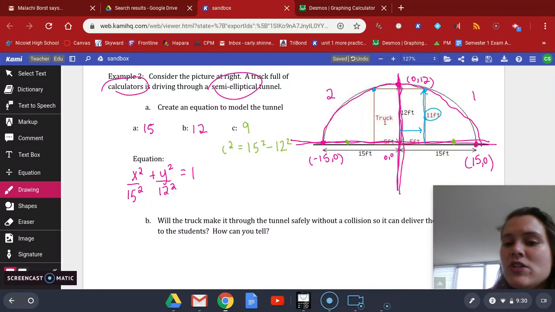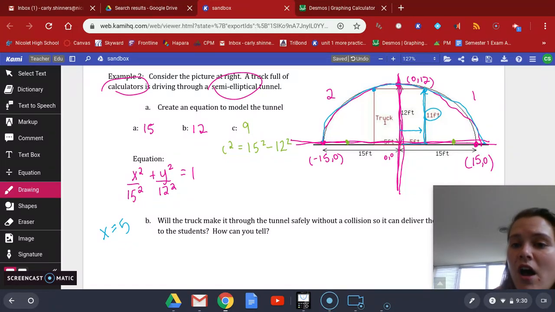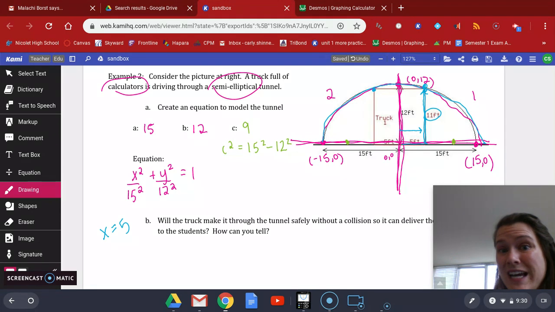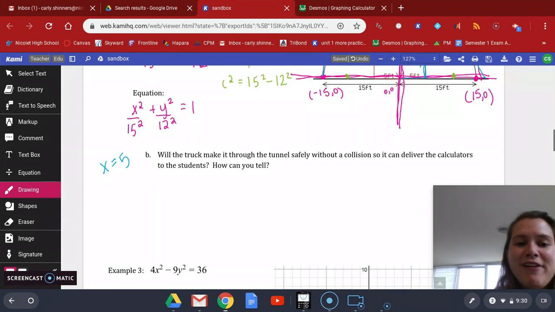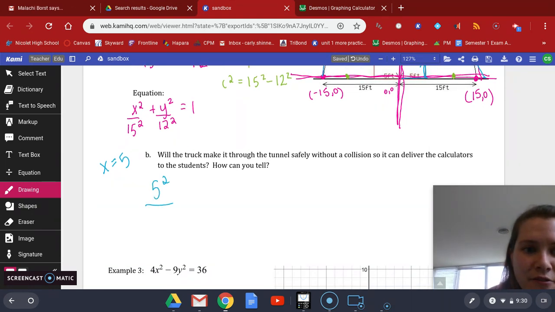So what I'm going to do is, into my ellipse equation, I'm going to plug in 5 to the right of 0, 0, so x equals 5, and I'm going to figure out the output, the height of the tunnel at that point. And if it's more than 11 feet, then the truck will be good to go. If it's equal to 11 or less than 11, then that truck is going to get stuck. All right, so let's plug in 5 for x. So 5 squared over 15 squared.